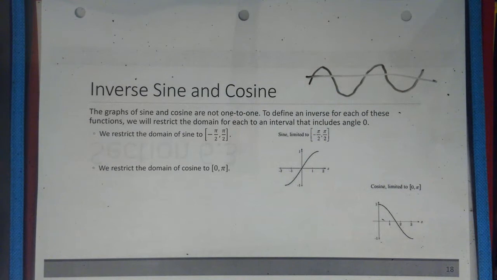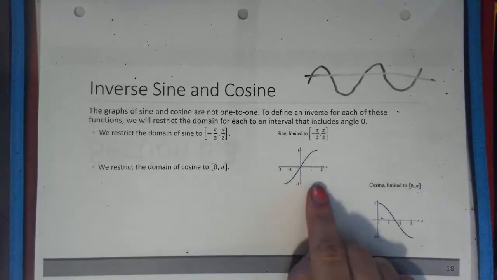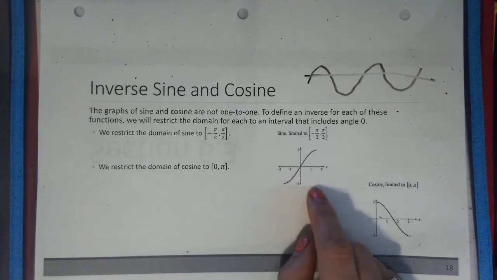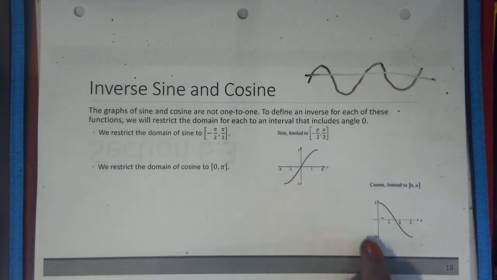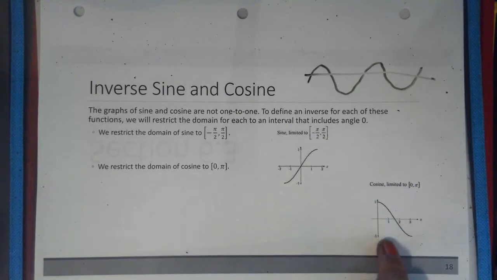that contains 0. So if we think about the sine graph, we can restrict it to negative pi over 2 to positive pi over 2 because in that domain, we hit all of the y values that sine ever hits, but we don't ever repeat a y value, so we pass the horizontal line test. For cosine, we restrict our interval to 0 to pi because, again, we hit all of the y values cosine ever hits, but we still pass the horizontal line test.